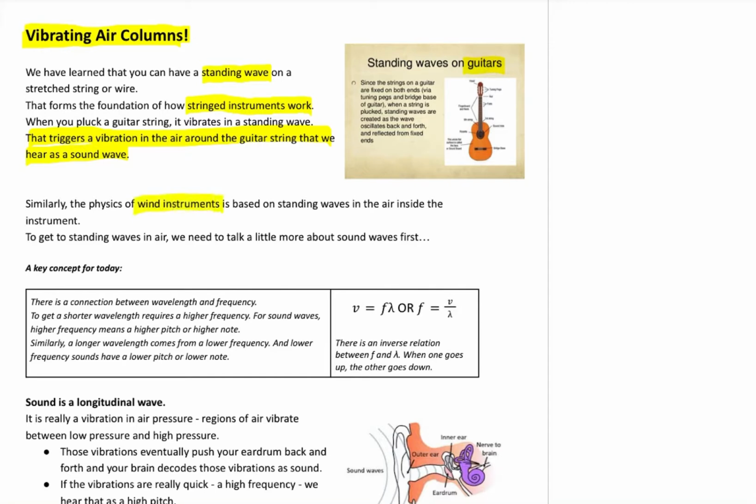Similarly, wind instruments are based on standing waves in the air column of the instrument. So guitar, it's the vibrating string that makes the sound wave. If you blow through something like a clarinet or a flute or even over the top of an empty glass bottle, you get the air inside there vibrating. That's what makes the sound wave.